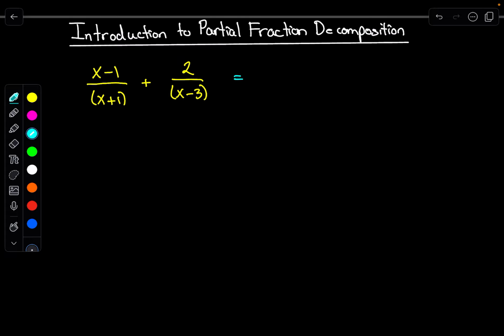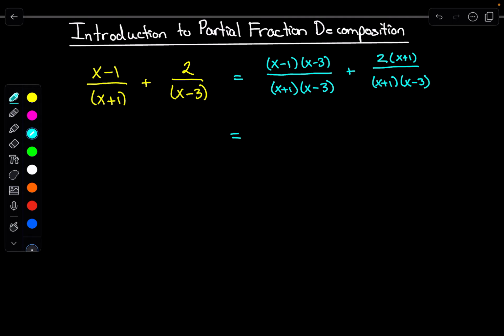And the way that we would do that is, of course, to multiply the top and bottom by the appropriate quantity in order to get common denominators. So in this case, the fraction on the left requires multiplication by x minus 3, and the fraction on the right requires multiplication by x plus 1. And that will get us common denominators. And then, once we have common denominators, we can just add things together and we would have some mega term on the top, and some mega term on the bottom.